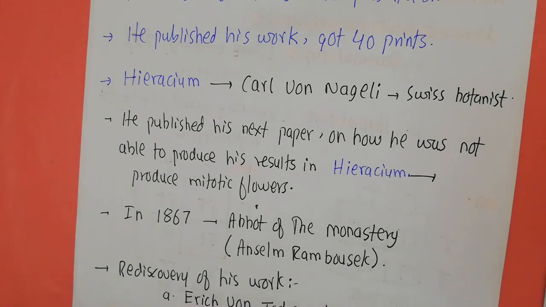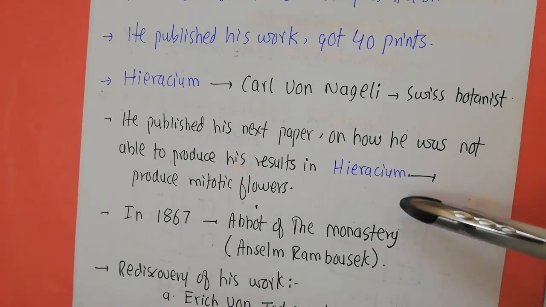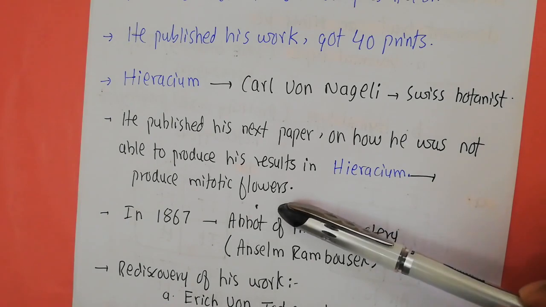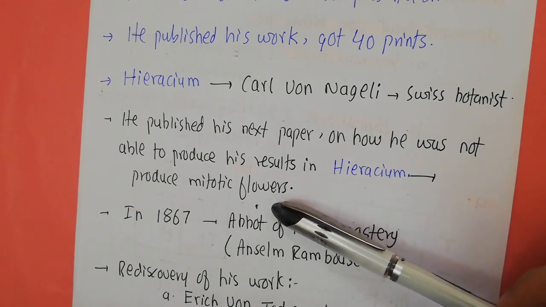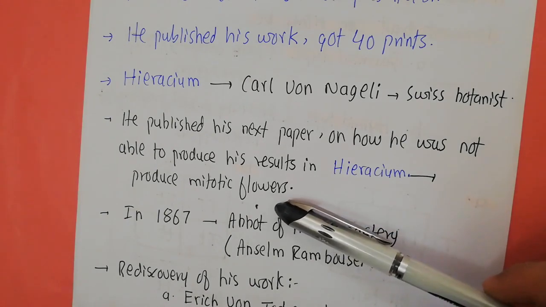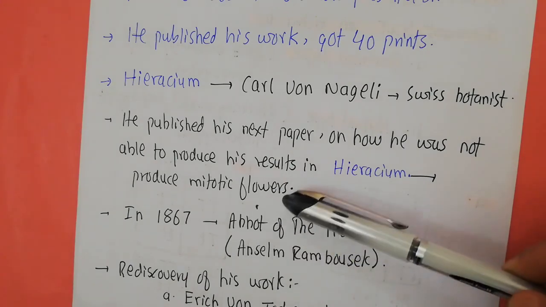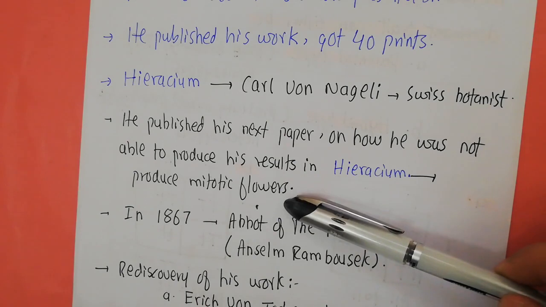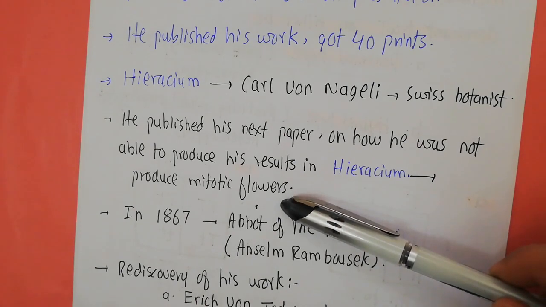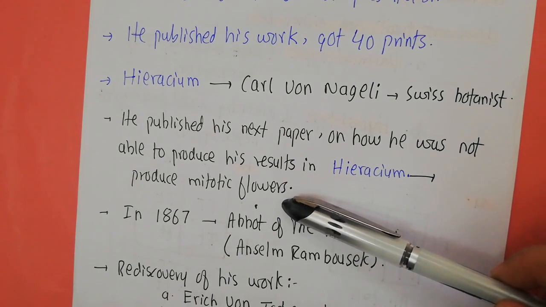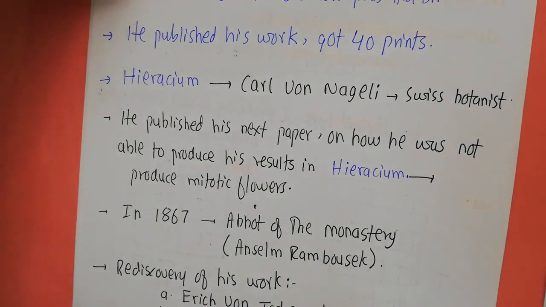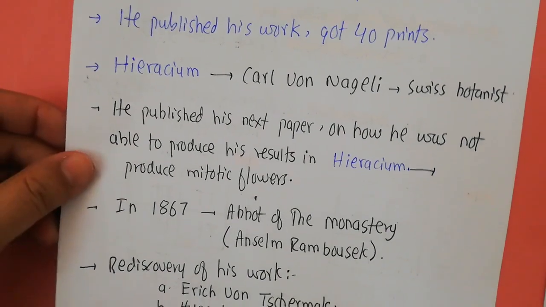Now we know why Mendel was not able to achieve his result in the Hieracium plant: Hieracium plants produce mitotic flowers. They do not produce meiotic flowers. And as Mendel was working with gametes, if the flowers of a plant are mitotic in nature, of course you are not going to get any of the results that Mendel got in his pea plant.